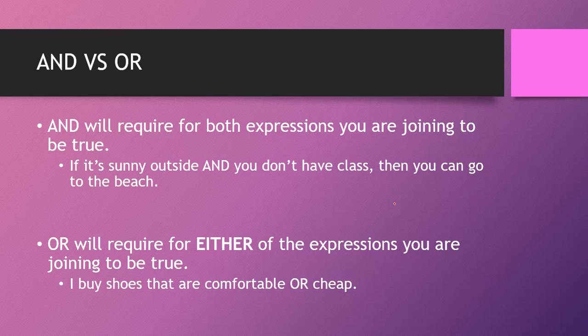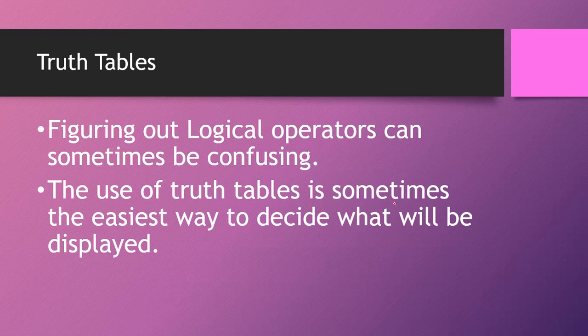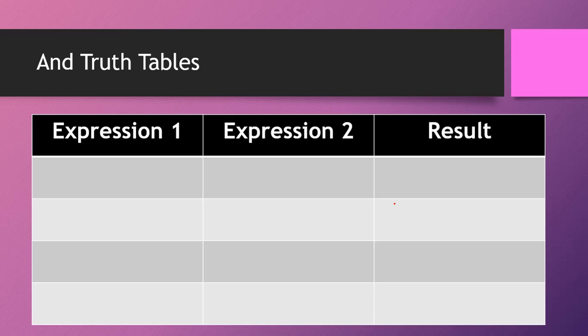Now, these are kind of confusing as we're building them. So what a lot of computer scientists will do is what's known as a truth table. A truth table helps us figure out what a logical operator will result in based on the information. And these are sometimes the easiest way to decide what will be displayed. So for an and, let's say for the first expression, I have a true statement, okay? And let's say the second expression, I also have a true statement. And if I put an and in the middle, so if I have a true and a true, since both of them are true, that means it is sunny and I do not have class. The and would result in also a true, since both of them are true.